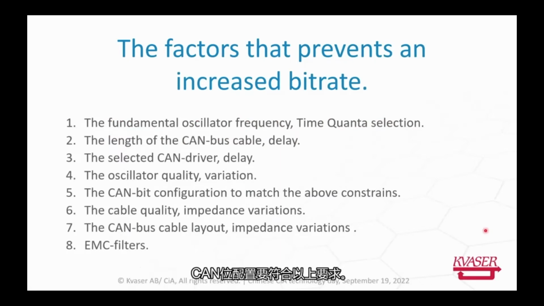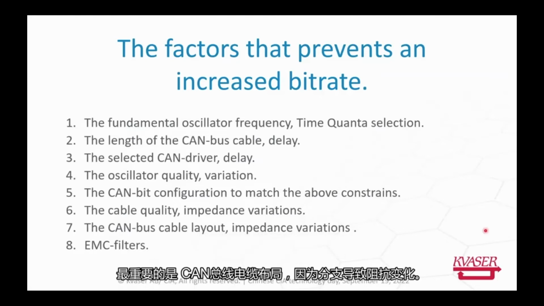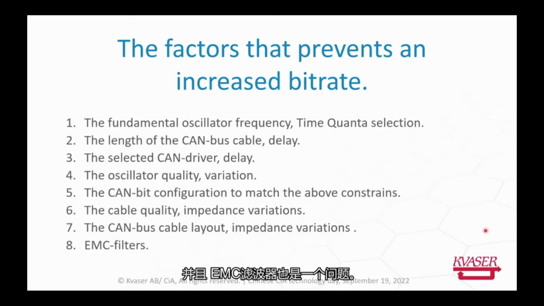The oscillator quality variation, because 1% oscillator variation is 10,000 ppm. The CAN bit configuration to match the above constraints. The cable quality, so you don't get impedance variation. And also the most important is the CAN bus cable layout, because drop lines cause impedance variation. And to some degree, also the EMC filters can be a problem.